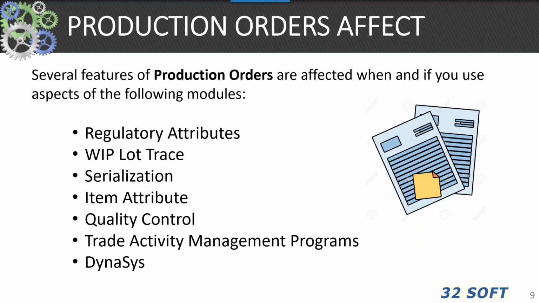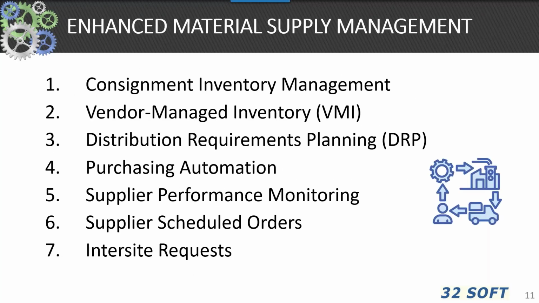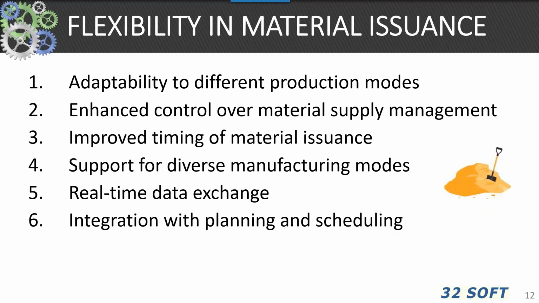There are lots of benefits for production orders: simplified production process, enhanced material supply, better flexibility, better integration with planning and scheduling workbenches, and easier management of variations. Enhanced material supply sees new consignment inventory functionality, vendor managed inventory, DRP, supplier performance monitoring, inter-site requests, and adaptability to those different production modes.